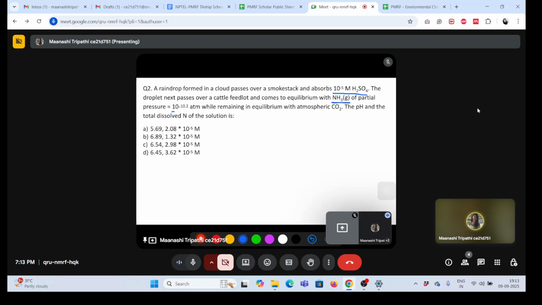The partial pressure is given. So it is in equilibrium with the atmospheric CO2. We need to find the pH and total dissolved N in the solution. This question can also be solved by the direct method of using all those W things, and also the Visual Mintech. So for this also we'll be using Visual Mintech. This is based on Henry's law. In Visual Mintech, whenever a gas is considered, we put it in form of partial pressure rather than molarity.